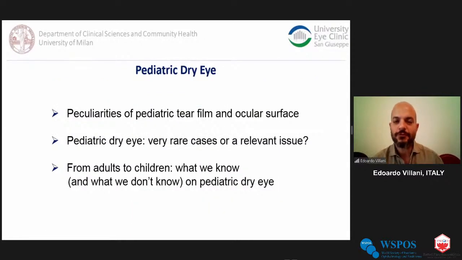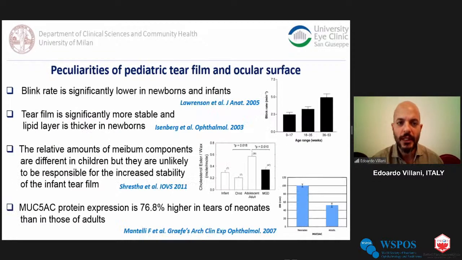In the next few minutes, I would like to mention three issues. One about the peculiarities of a pediatric tear film and ocular surface. One about the relevance of pediatric dry eye: is it very rare cases or a relevant issue? And trying to move from adults to children, we try to mention what we know and what we don't know about pediatric dry eye. So, peculiarities of pediatric tear film and ocular surface.